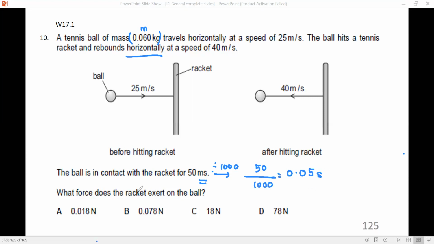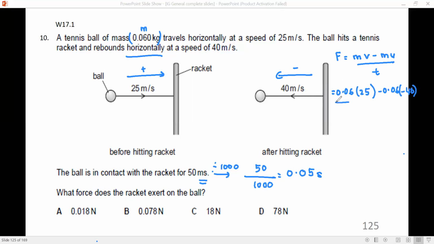Now, what is the force? As we have learned earlier, force is mv minus mu over t. Remember, if one direction is positive, then the other has to be negative. It doesn't matter which one you choose, as long as when it changes direction, if one is positive, the other has to be negative. So F equals m, which is 0.06, times 25, minus 0.06 times negative 40. Why negative? Because it is changing its direction. Then divide by the time, 0.05. Remember, you cannot simply use 50 because that is millisecond. It has to be in second.